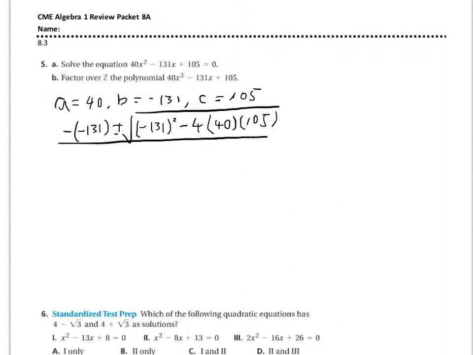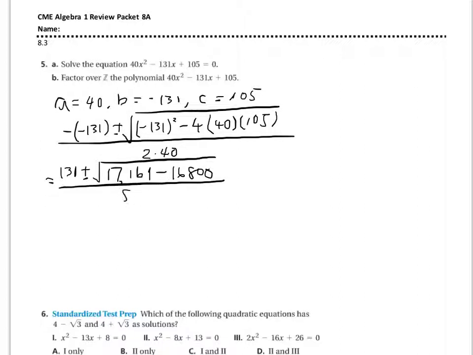And this is going to be quite a calculation. Now we have 2 times 40. So we have 131 plus or minus the square root of 17,161 minus 4 times 40 times 105, which is 16,800.